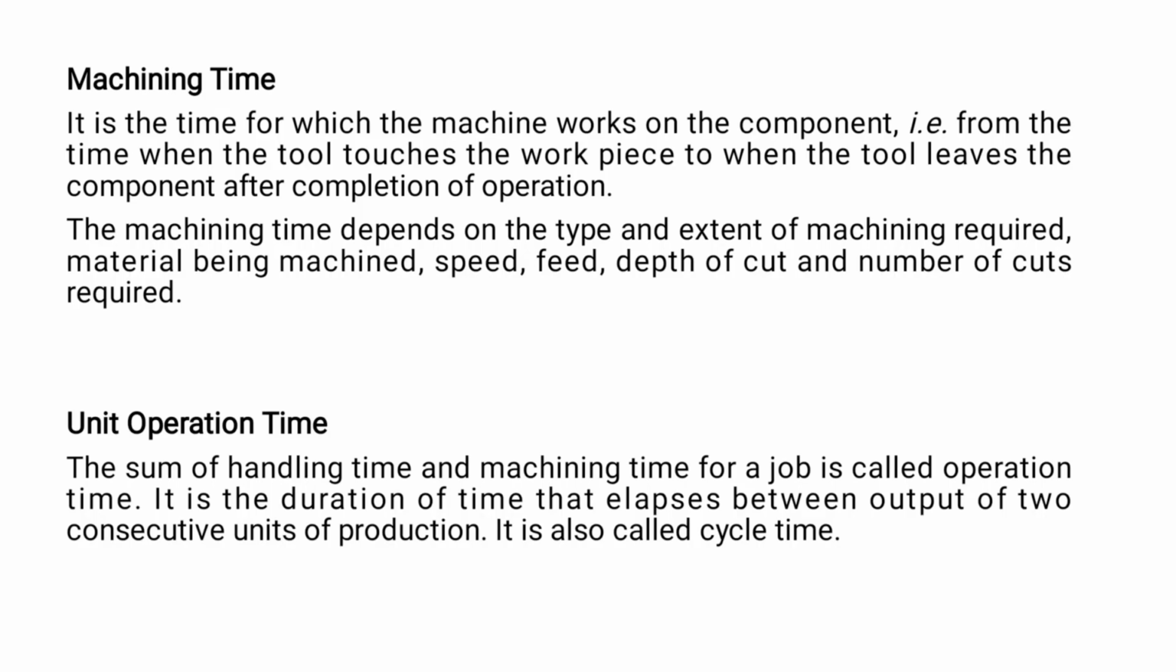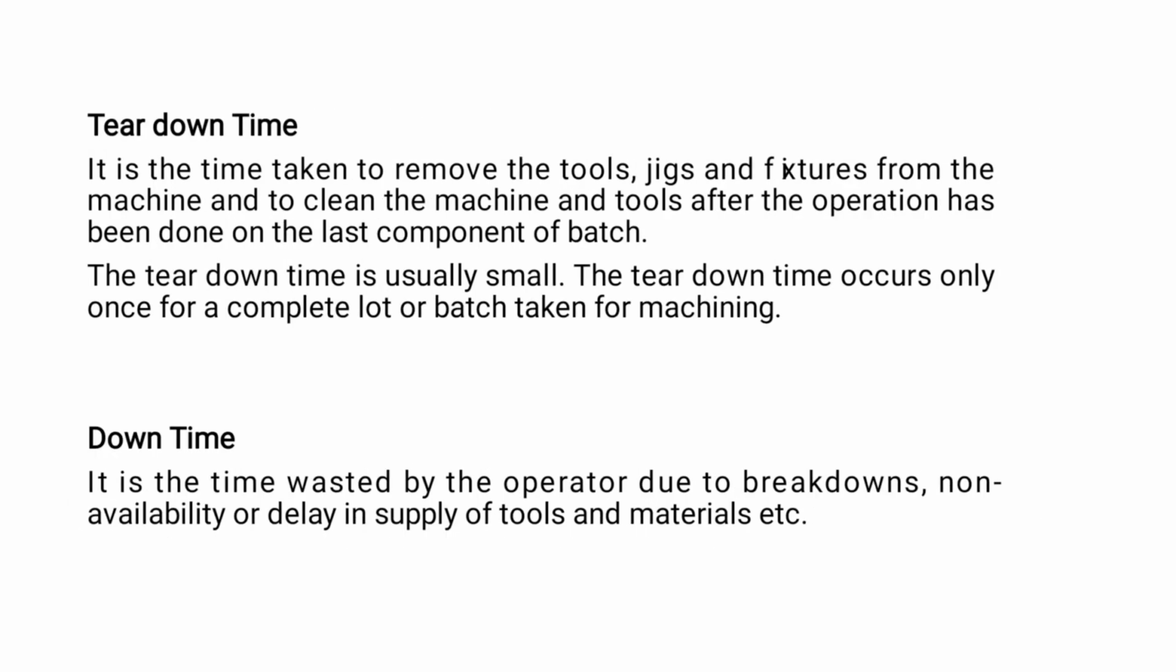Next one is the unit operation time. The sum of handling time and machining time for an operation is called operation time. It is also called the unit operation time. It is the duration of time that elapses between the output of two consecutive units of production. It is also called cycle time.